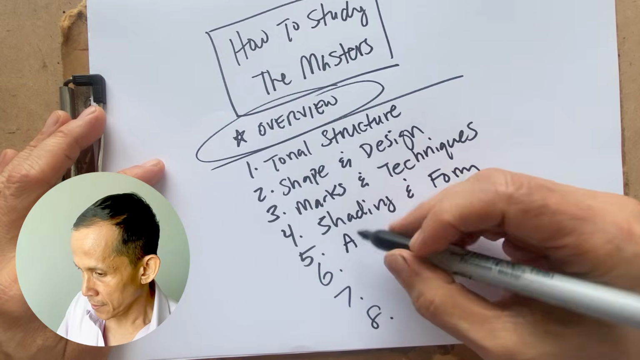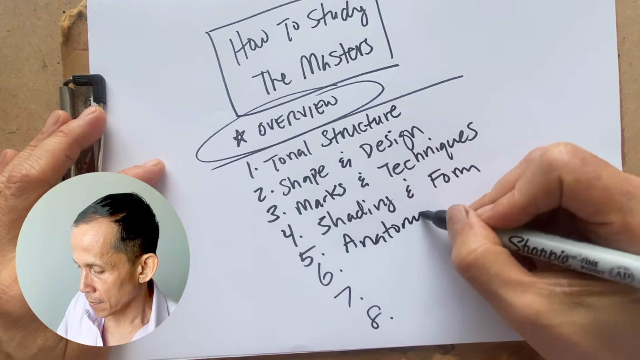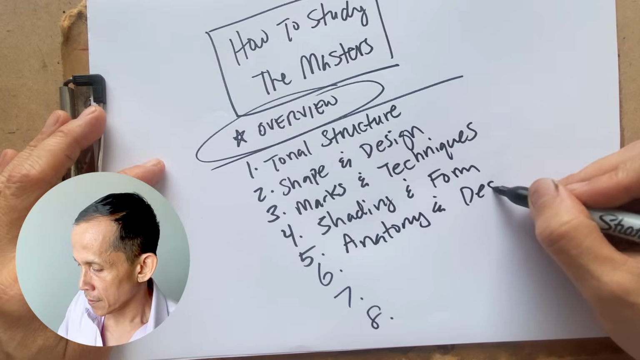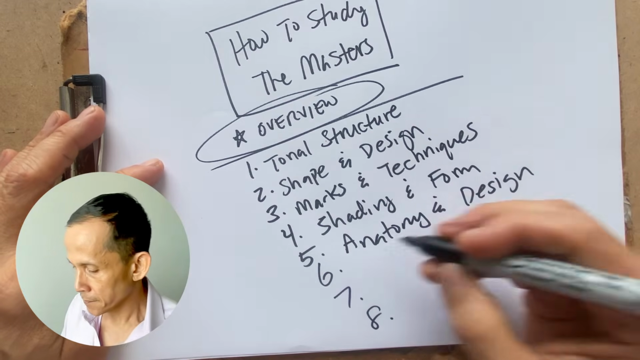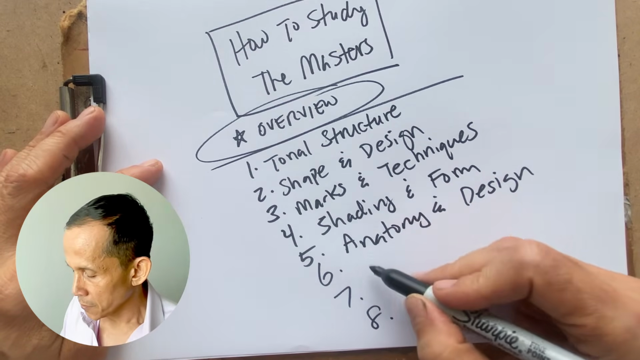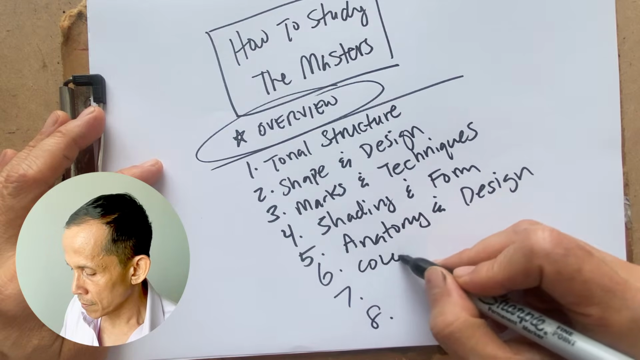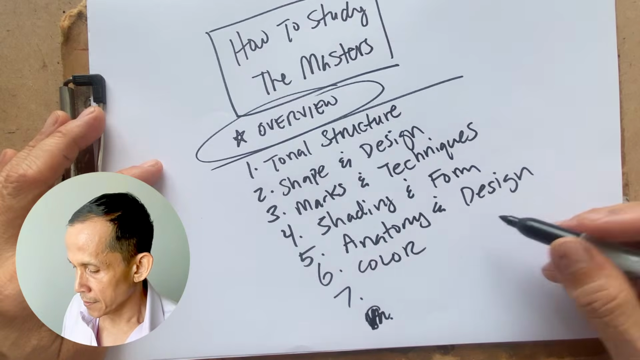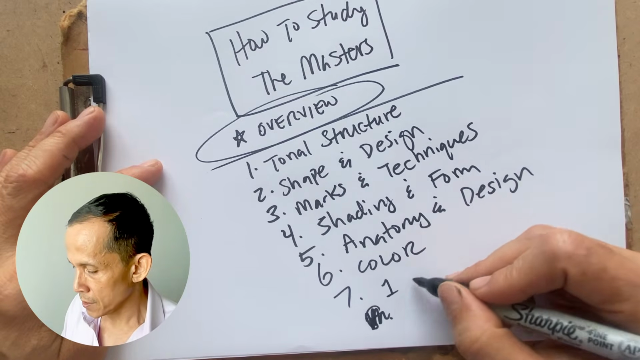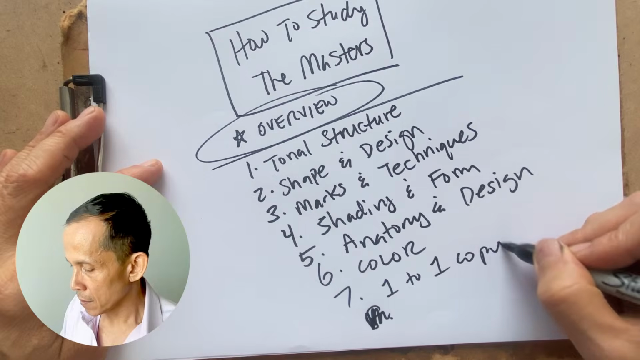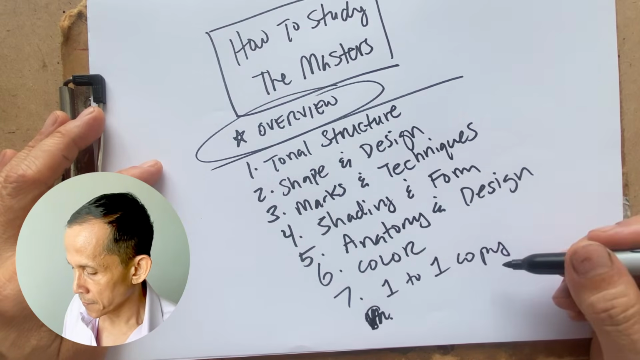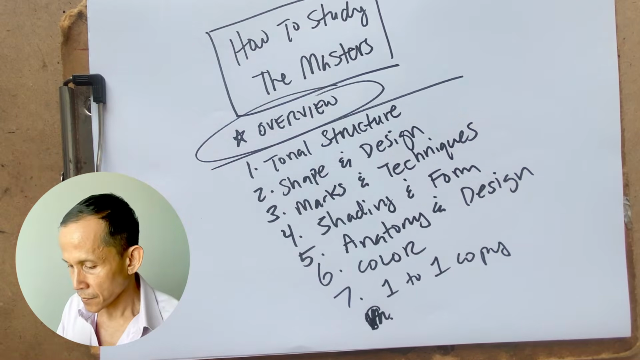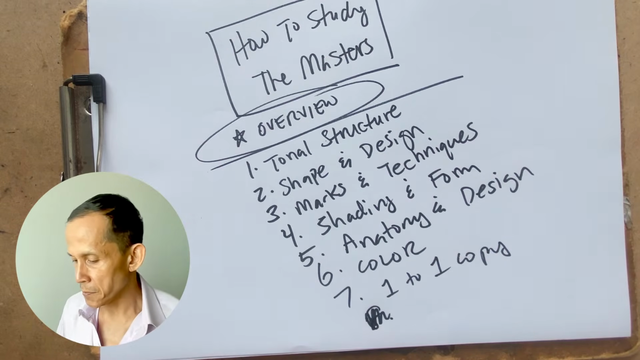Number 5 is anatomy and design. Then we could do, obviously, color. We won't do number 8, excuse me. And finally is a one-to-one copy. And I'll quickly explain what I mean by this.